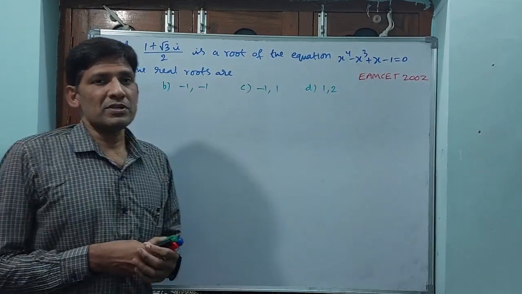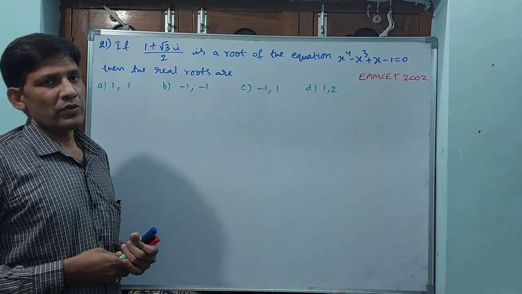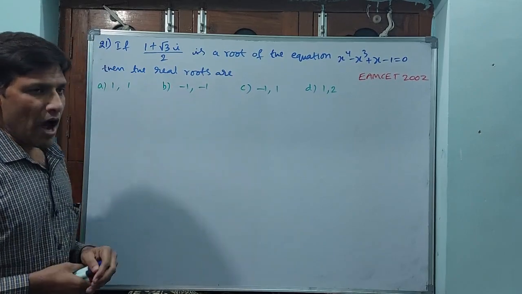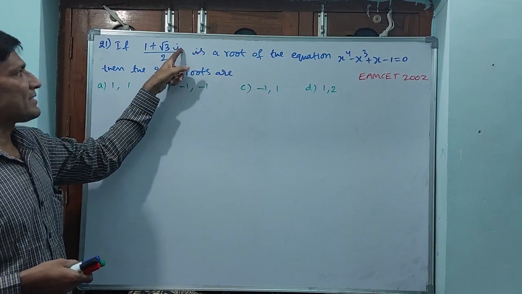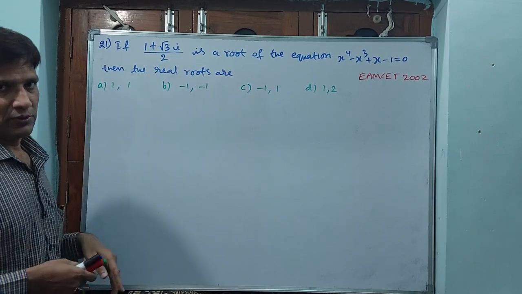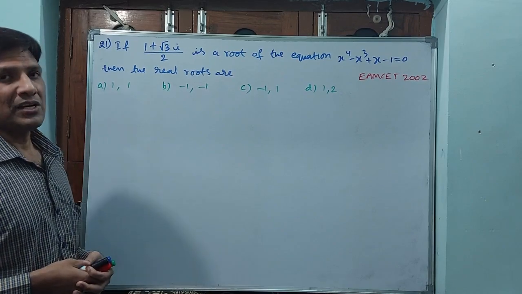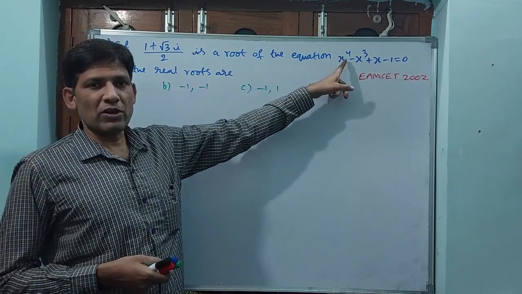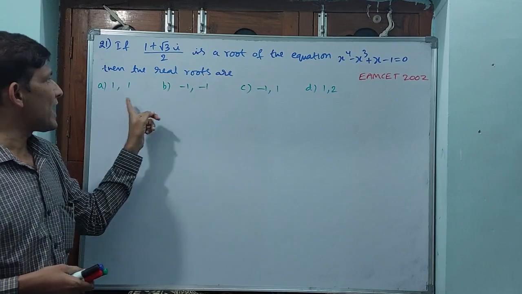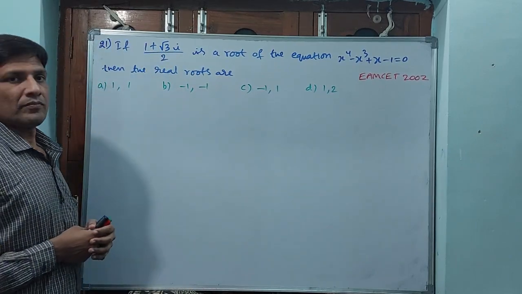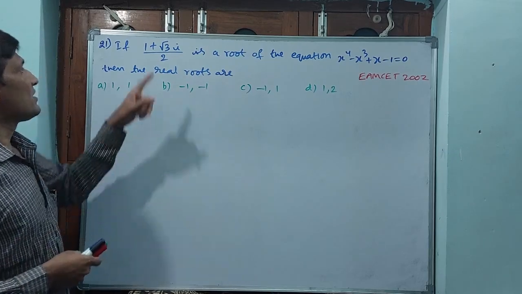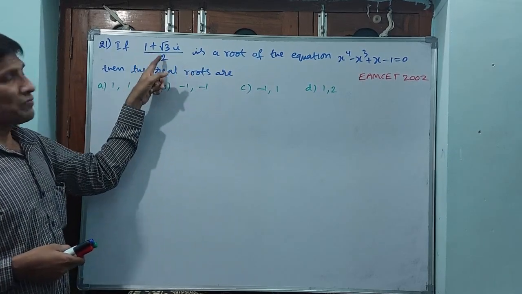X to the power of 4 means how many roots will come? 4 roots will come. Among 4 roots, 1 root he has given, but is this the real root? No, why? Because i has come. This is a complex root. How many roots are left still? 3 roots are there, because 4 roots have to come. But here the answers have only 2 roots. What is the logic? The logic is that complex numbers normally come in pairs.